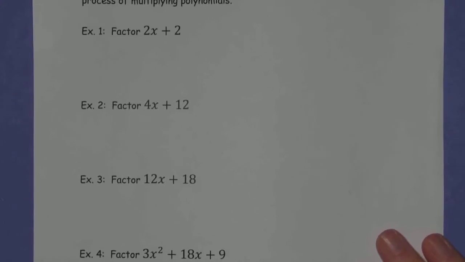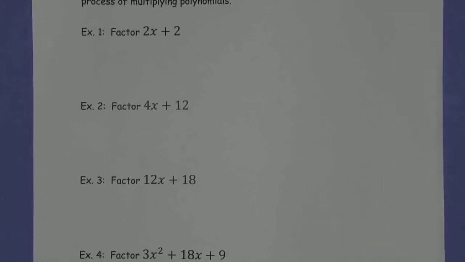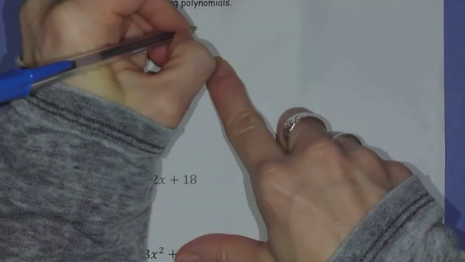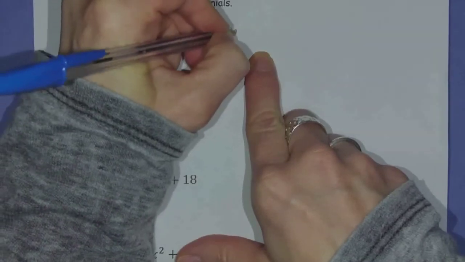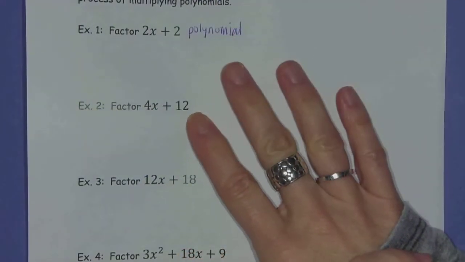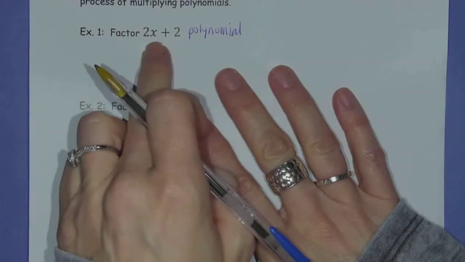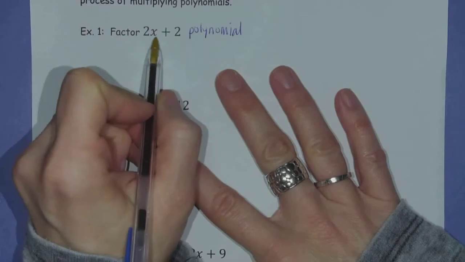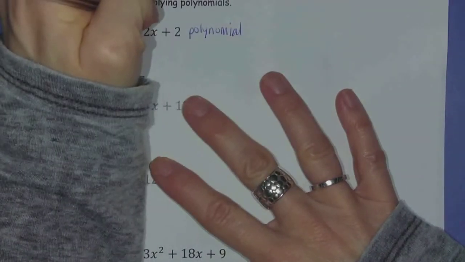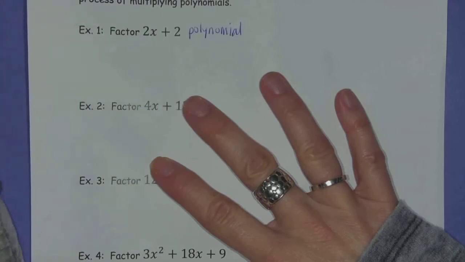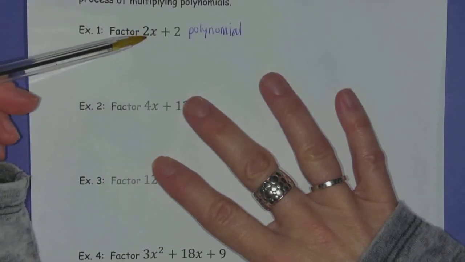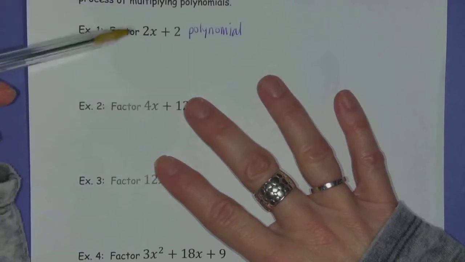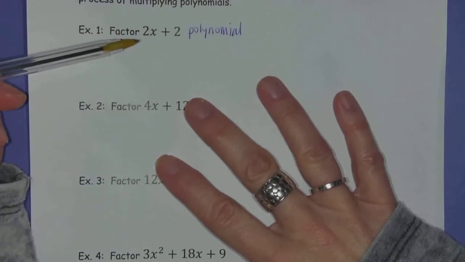It says factor 2x plus 2. Okay, seems easy enough. Right now, this is a polynomial. If we want to get more specific, it's a binomial because it has two terms. 2x is the first term, 2 is the second term. It's got degree 1 because the exponent on the x is 1. What we're going to do is break this down and express it as a product of other polynomials, and you do that by finding the GCF.